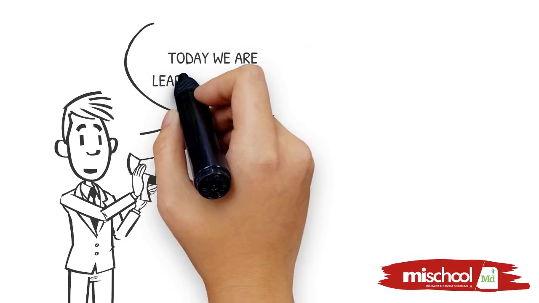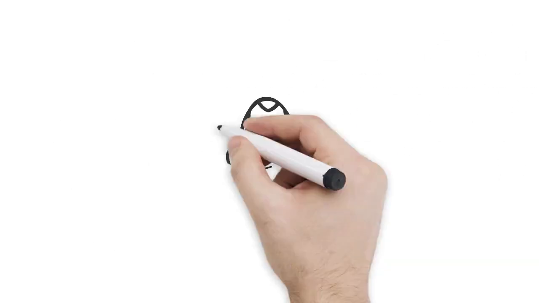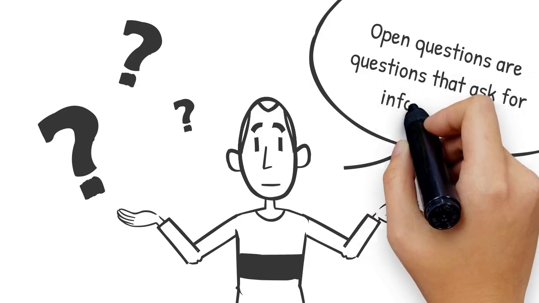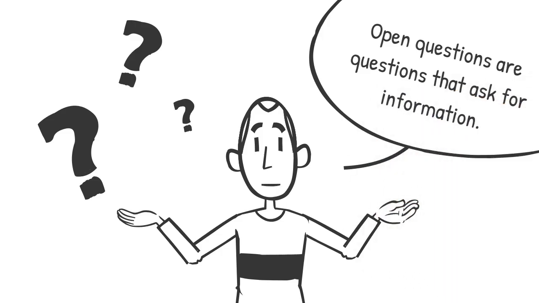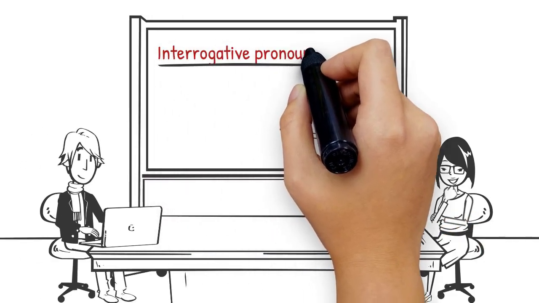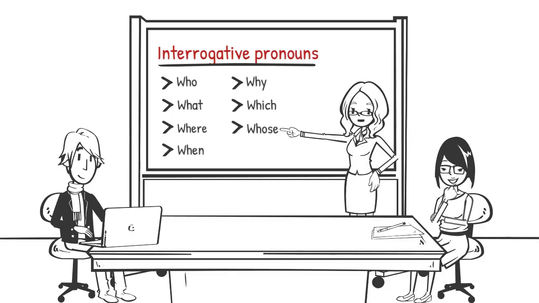In this video, we will be learning about open questions. Open questions are questions that ask for information. They are formed with interrogative pronouns. These are who, what, where, when, why, which, whose, and how. Let's go through them one by one.